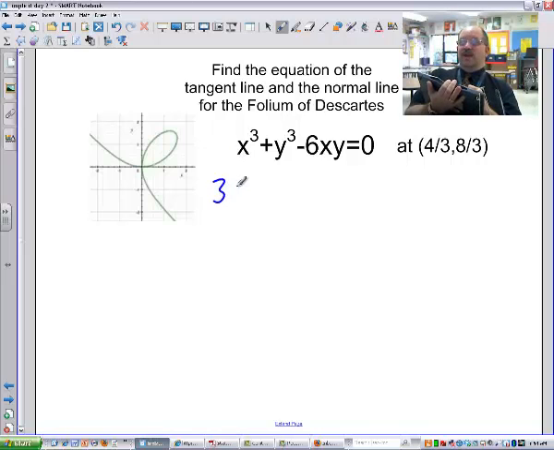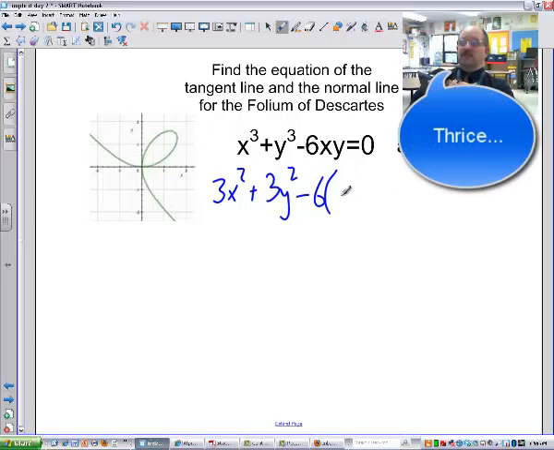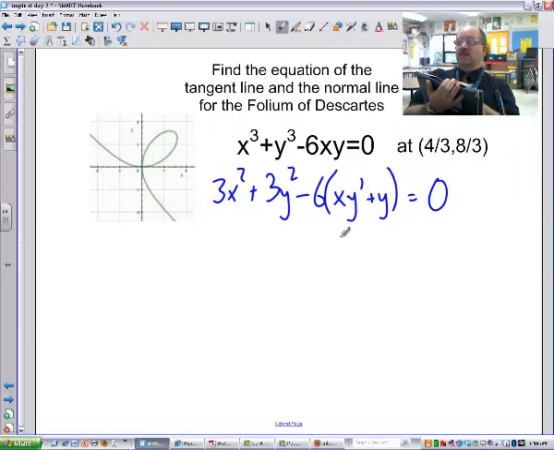3x squared plus 3y squared minus 6. Again, get the 6 out of the way and then just take the derivative of xy. I don't know if I've mentioned this before, but the derivative every single time of xy is xy prime plus y. And then the derivative of 0 is 0. Same story: 3y. Ooh, forgot that. Hopefully you caught that. 3y squared y prime.